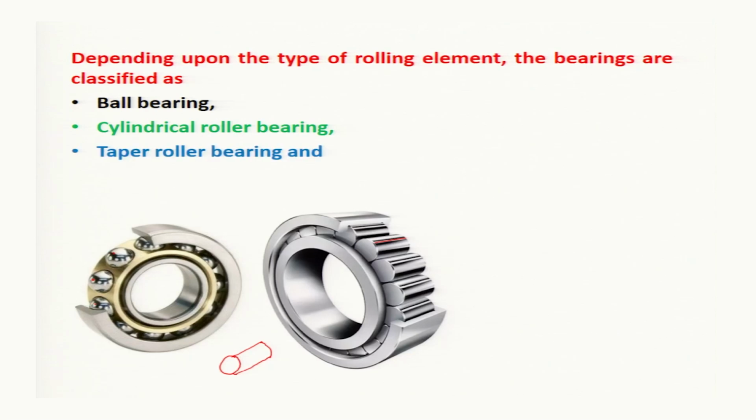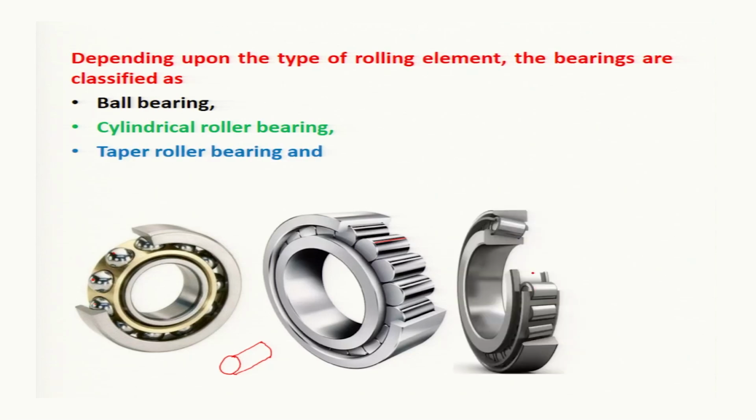Taper roller bearing. You see, in the case of cylindrical roller bearing, the rollers are straight, but in the case of taper roller bearing, the rollers are tapered. So it can support both axial and radial load.